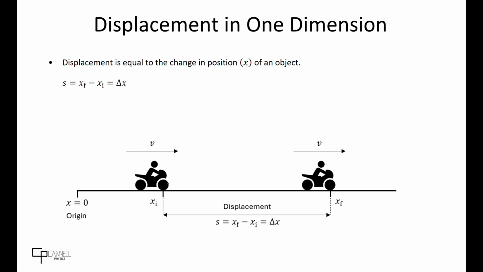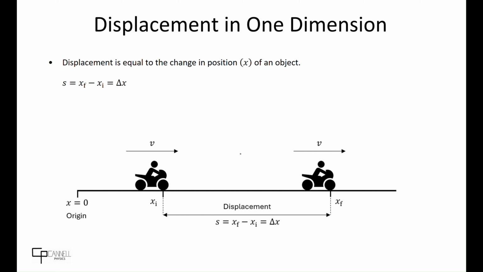In this example, we've got a motorbike moving at a constant speed v, or a uniform speed v, to the right, and their initial position is xi over here, and their final position is xf over here. So to determine the displacement, or the amount that this motorbike has moved in this particular period of time, we need to define an origin or some zero position point. Now this is arbitrary, this is not an absolute position, but we need a 0 point in order to determine the other values of position.